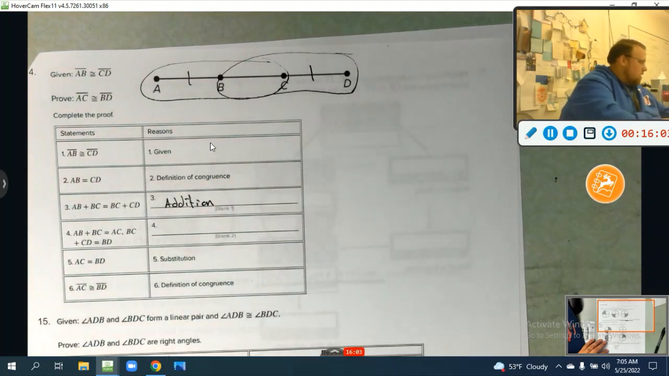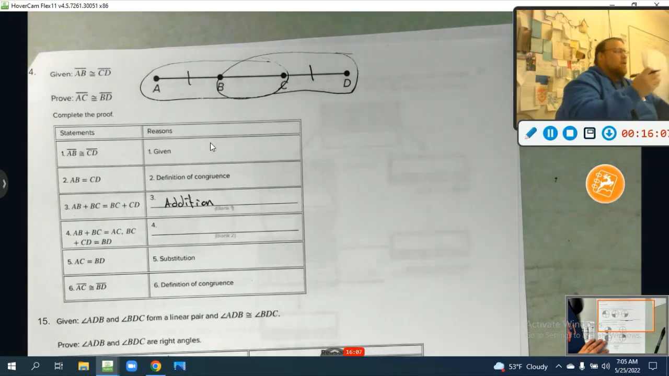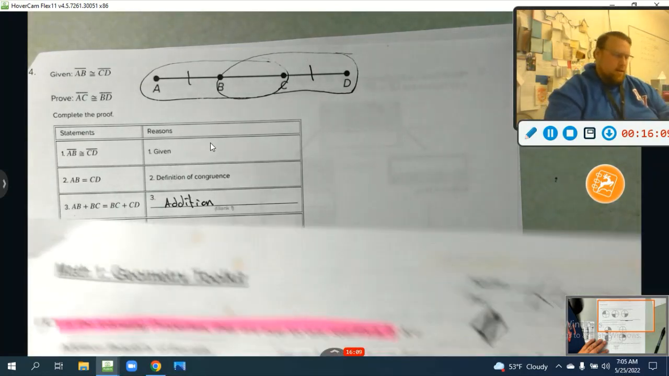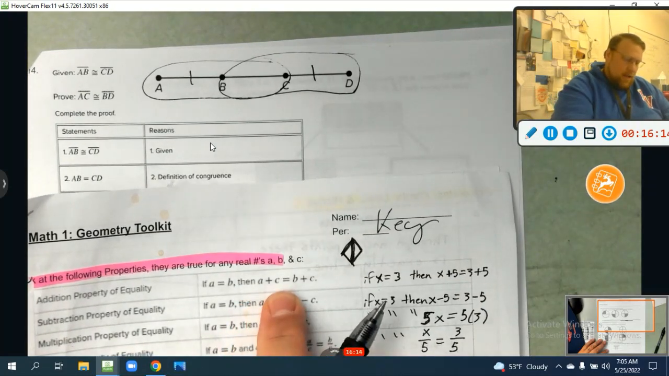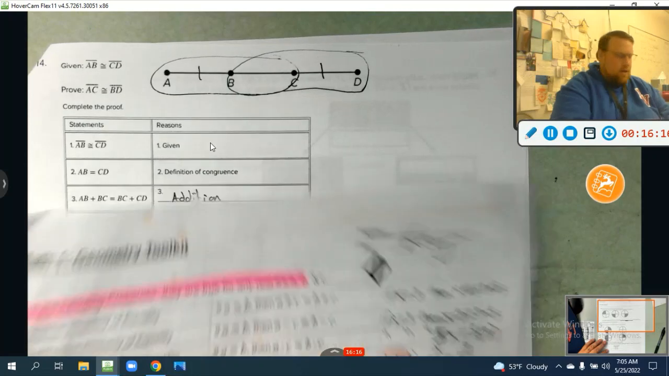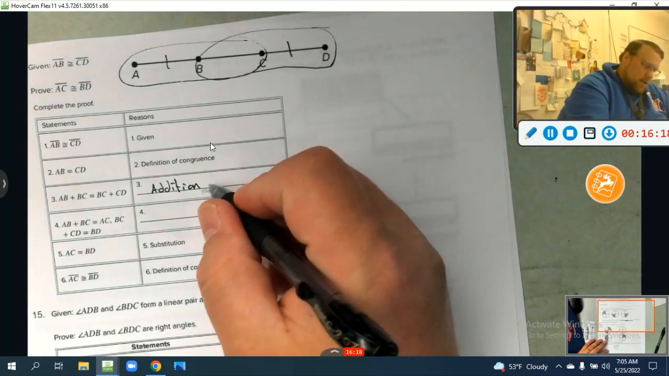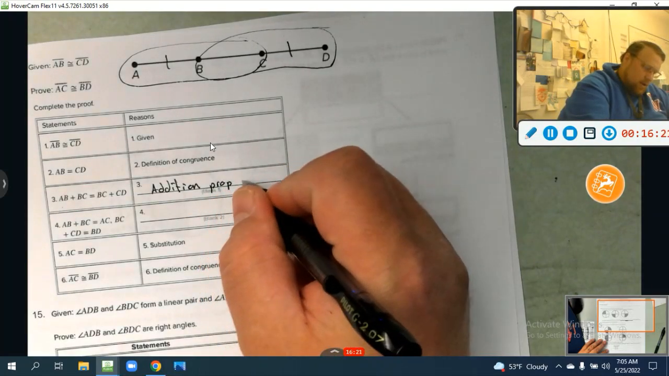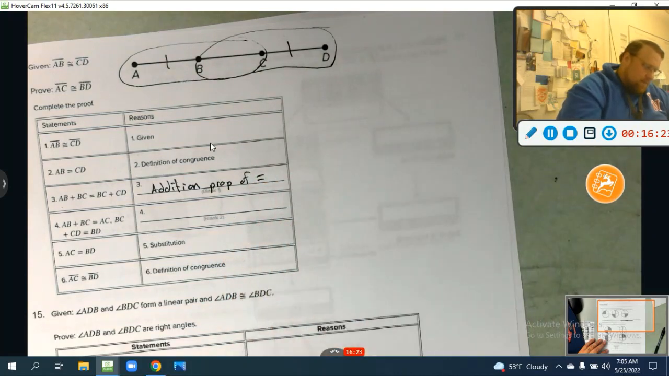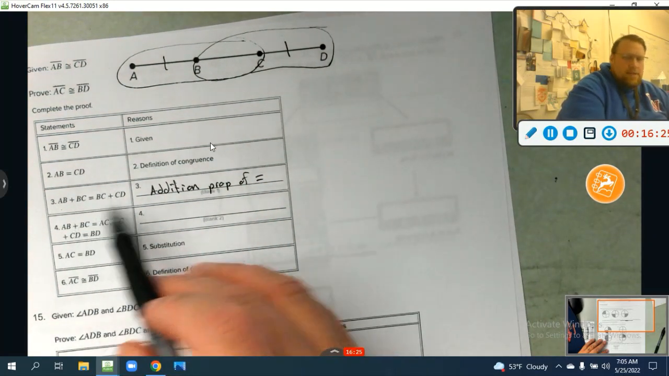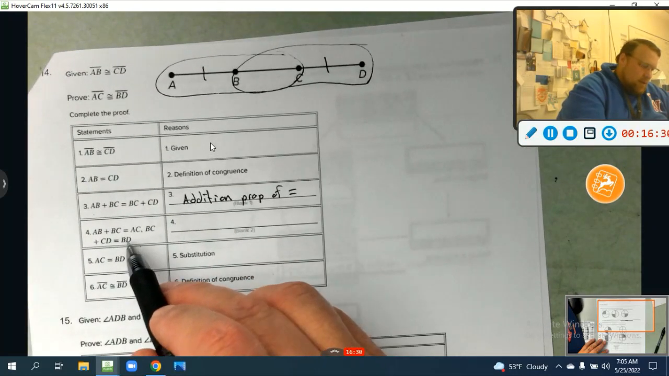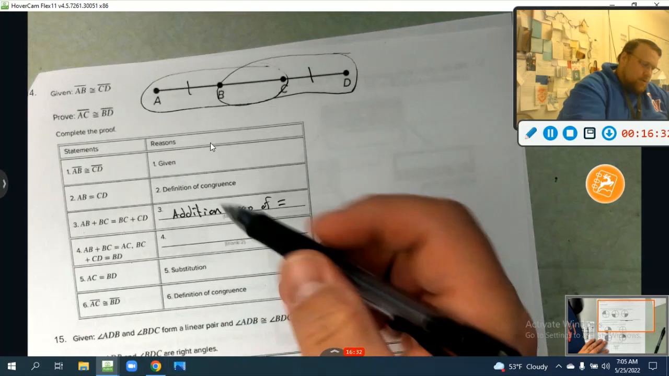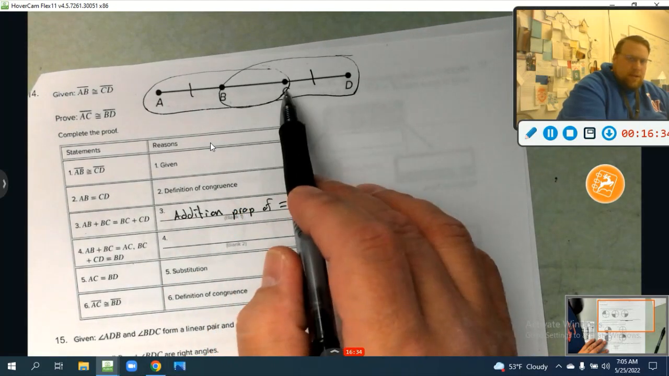Look at my properties right here. Look at our front page here, guys. We have our addition property that says I can add the same thing to both sides, right? It stays congruent. Okay, that's just the addition property of equality. And really, we could even say that's segment addition, right? All right. AB plus BC equals AC. So we're just saying AB plus BC equals AC.